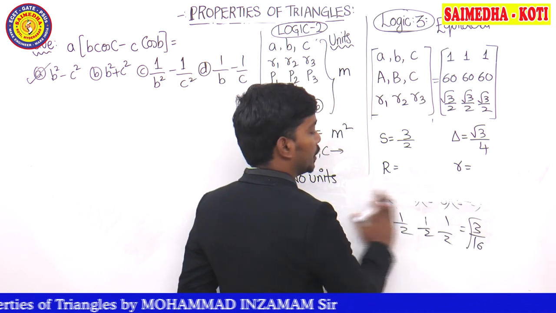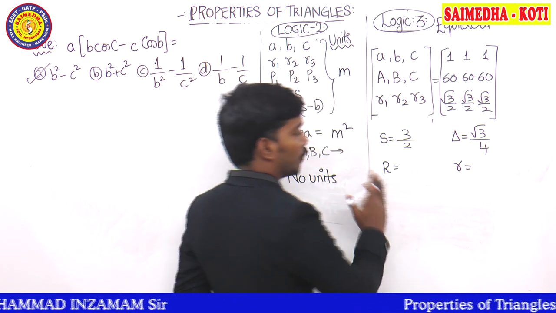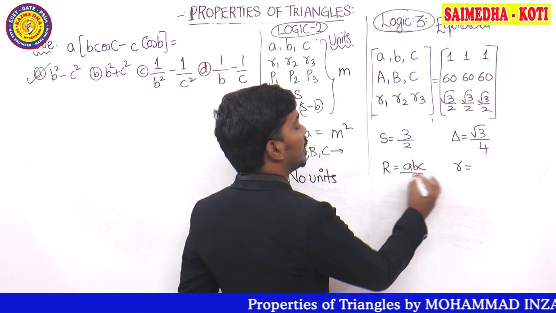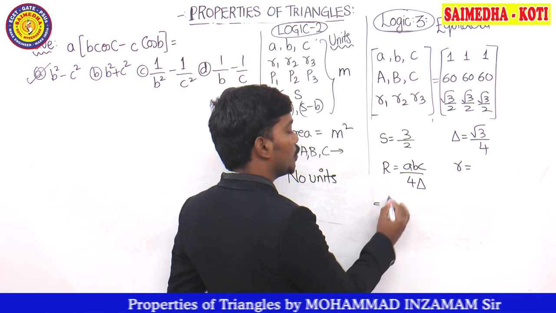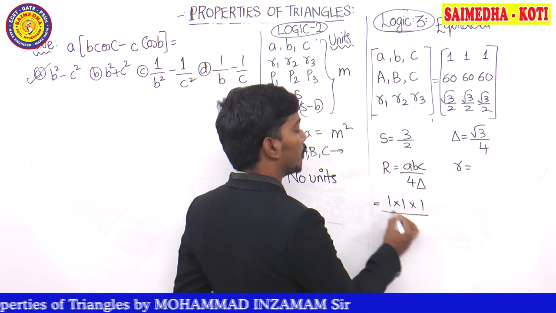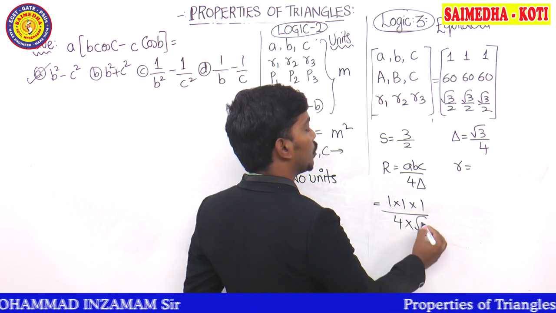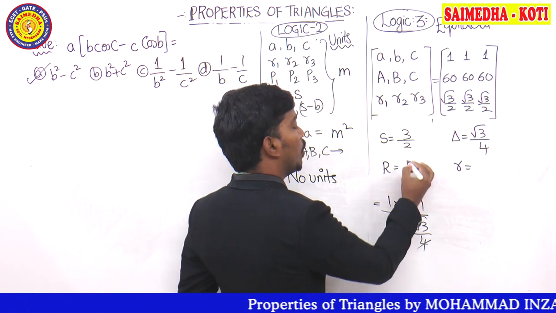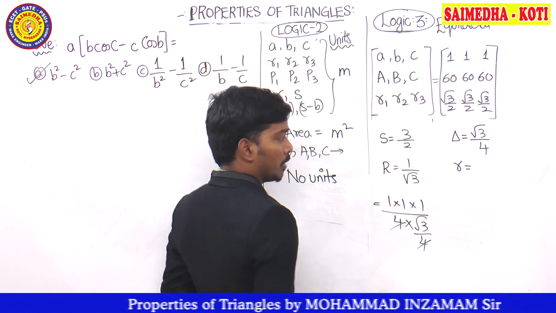So directly you need to remember this root 3 by 4 value. Next one is capital R. What is the capital R formula? abc divided by 4 times delta. A value 1, B value 1, C value 1, 4 times delta. What is the delta value? Root 3 divided by 4. The 4s get cancelled. What is the answer for R now? 1 by root 3.